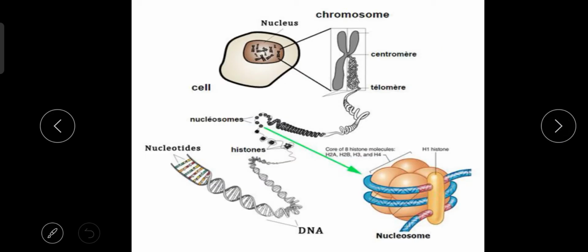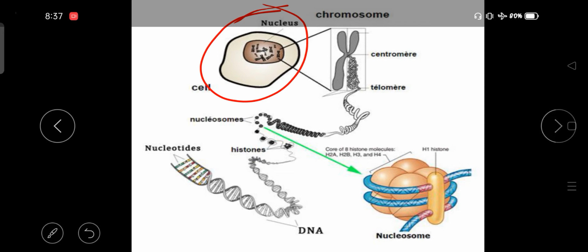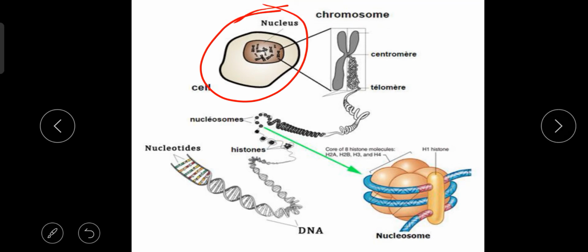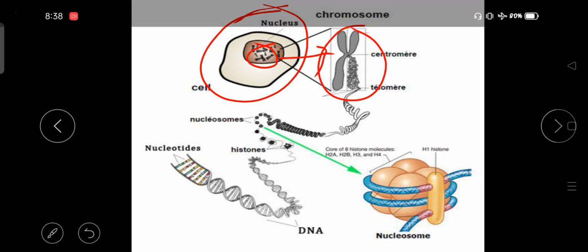See here in the diagram. This is the nucleus. In the nucleus, these very thick and small structures are called the chromosomes. In humans, one diploid cell contains 46 chromosomes, 23 pairs, that means 46. And this is the chromosome here.